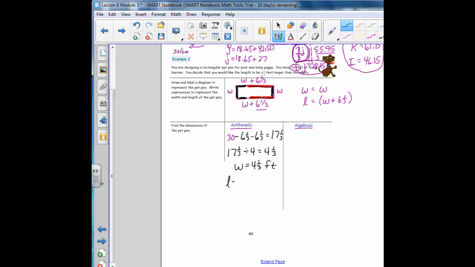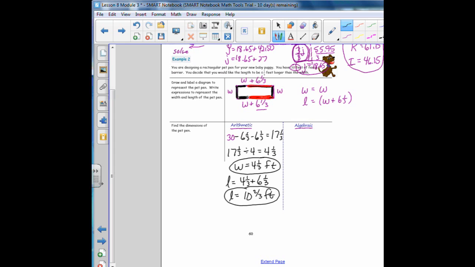So the length then is the 4 1/3 plus the 6 1/3. Looking at the diagram, you've got the 6 1/3 right here, and then you've got the 4 1/3 here. So add those together to get the length, and that's going to give you 10 2/3 feet. So now we know the dimensions of the pen. The width is 4 1/3, and the length is 10 2/3.